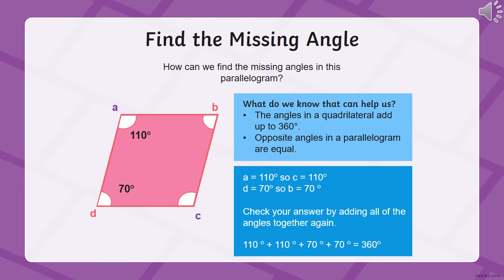So, if A equals 110, so must C. And if D equals 70, so must B, as they are opposite angles, which we know for a parallelogram must be equal. We can check our answer by adding all of these angles up. So, 110 plus 110 plus 70 plus 70 equals 360. So we know we are correct.